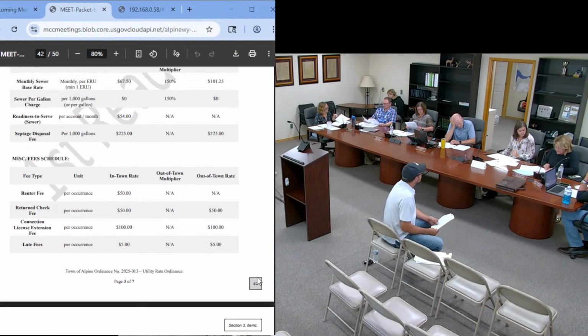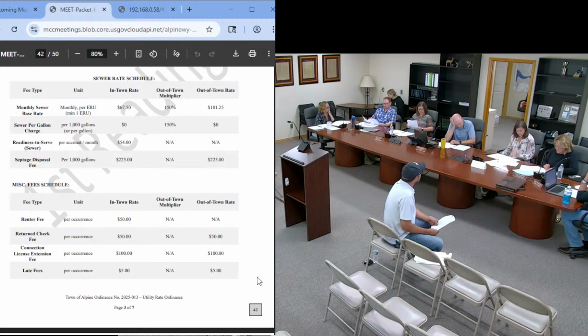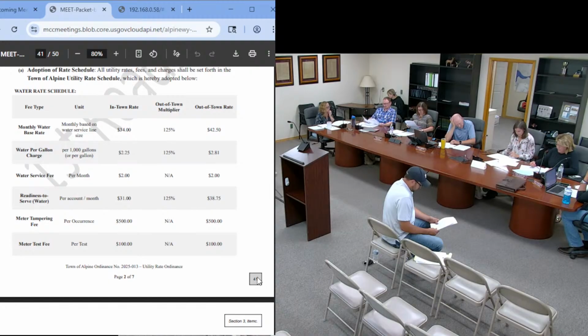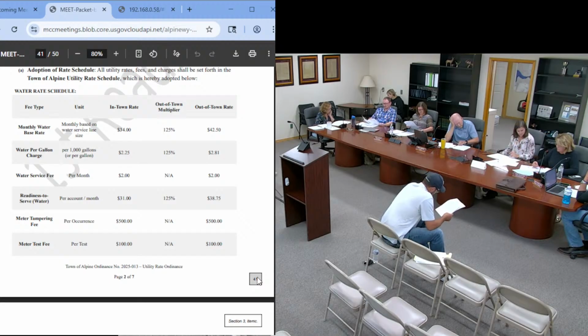I think my biggest question is this: our water base rate is 34, but out of town is only 42. I'm hoping not to put the burden on all the single-family home people in the town of Alpine, so I would think the out-of-town rate should be double. We can't, we're capped by law, at 125%, even though we're taking on all the debt. Okay, that answers that.